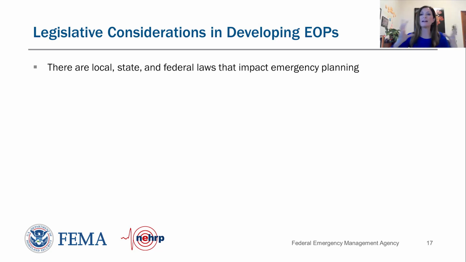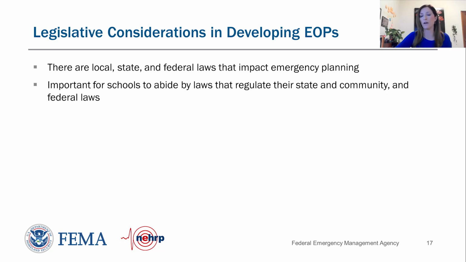But again, when we bring together planning teams who represent different elements of the community, they can really bring in this expertise and make sure that no stone is left unturned, and that schools are in compliance with various laws and regulations, and also that they're meeting their more general goal of keeping children safe. So with that said, it is important that schools abide by laws that regulate their state and community and federal laws in terms of planning.